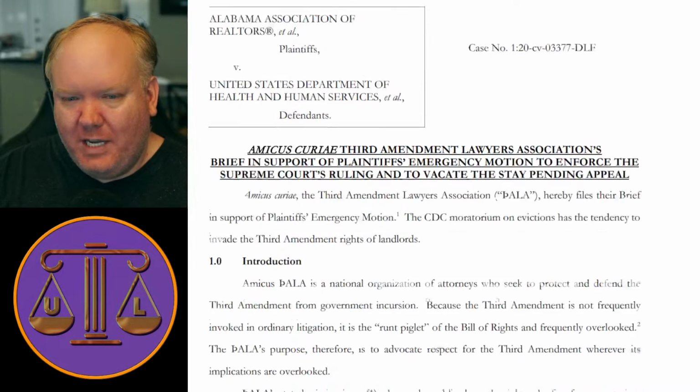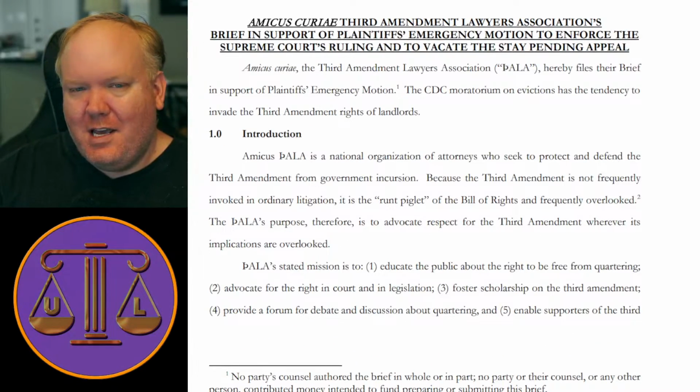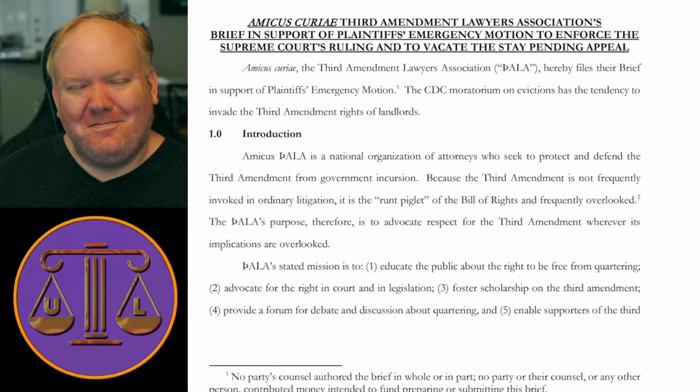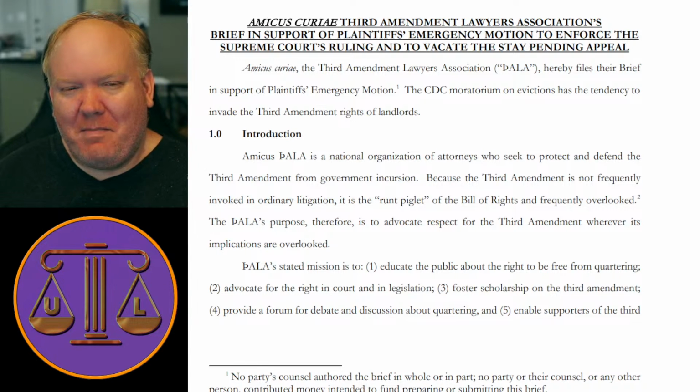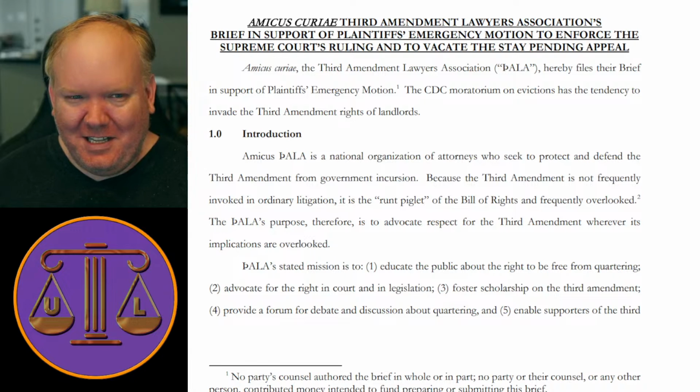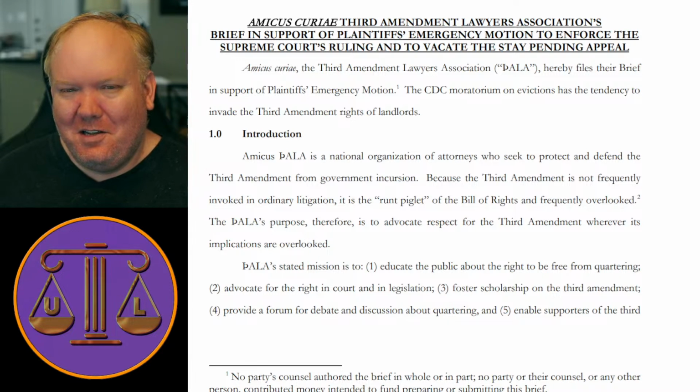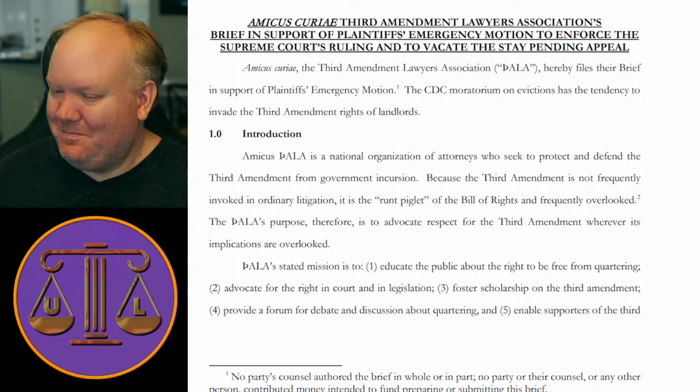All right. So here is what it is. Amicus curiae, the Third Amendment Lawyers Association. There's a Third Amendment Lawyers Association. What do they talk about? Do they have meetings? I have questions. Brief in support of plaintiff's emergency motion to enforce the Supreme Court's ruling and to vacate the appeal. Okay.